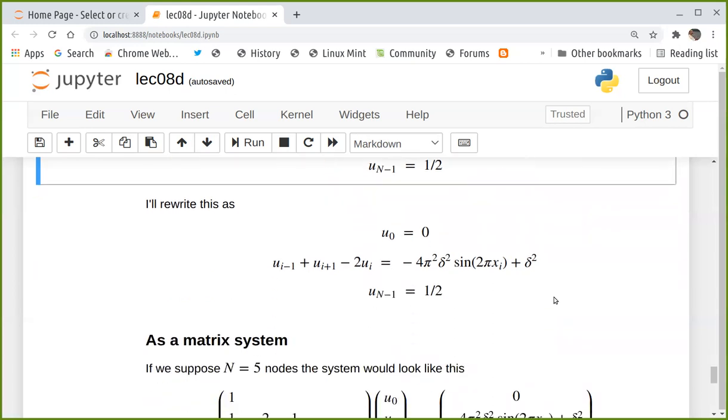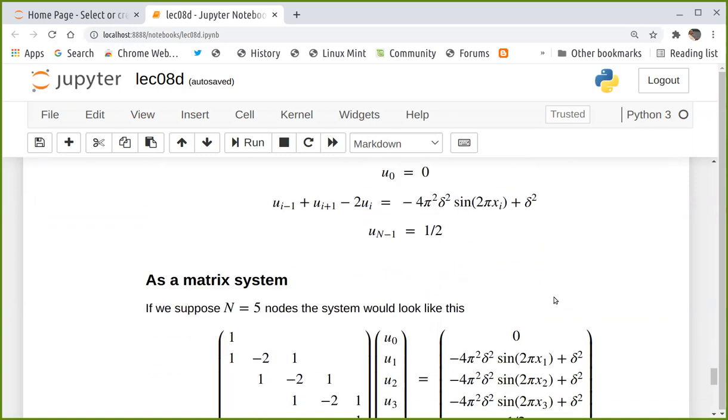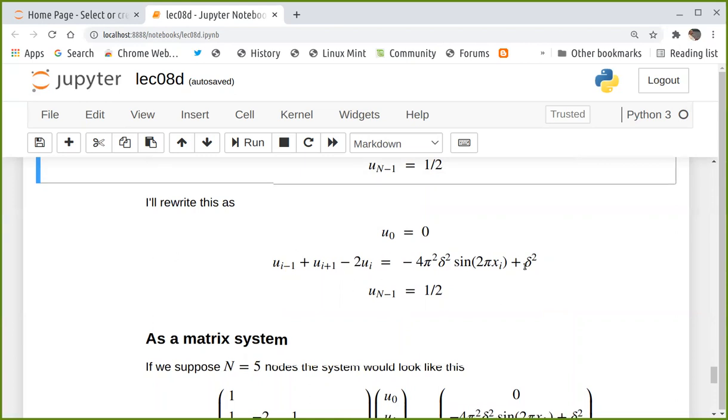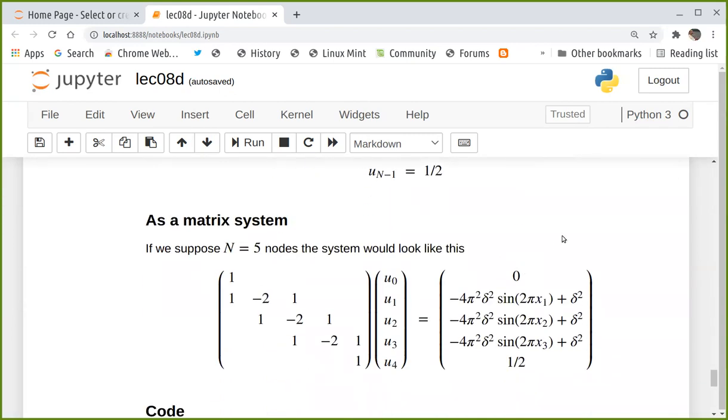All right. So just to see it concretely, in a small system where I can see everything, I'm going to multiply through by delta squared. So then this is what the system looks like. I've taken the delta squared out and it's now over on the right-hand side. Okay.